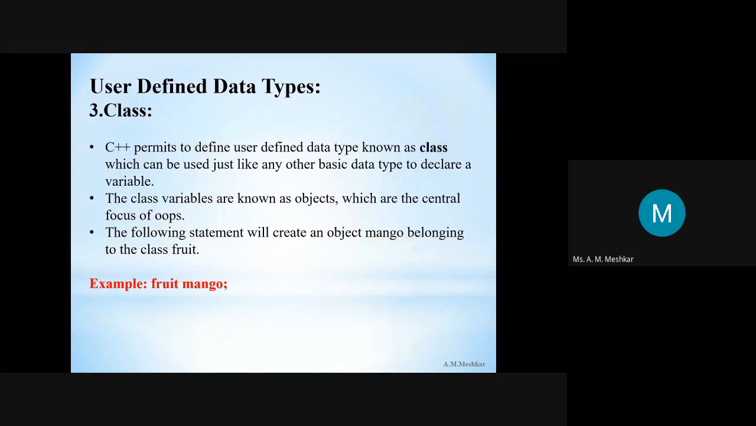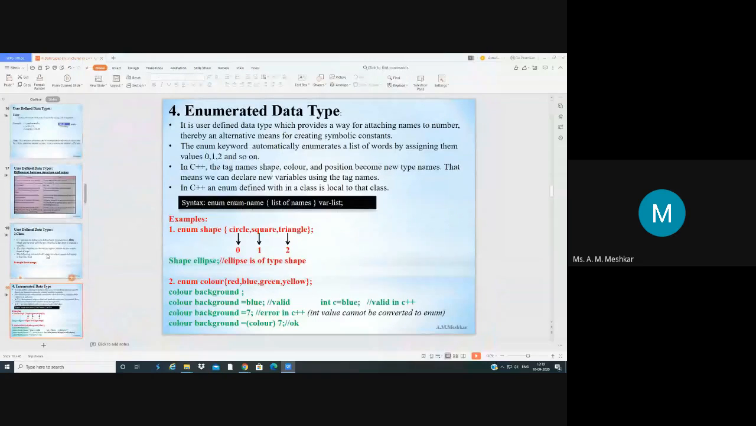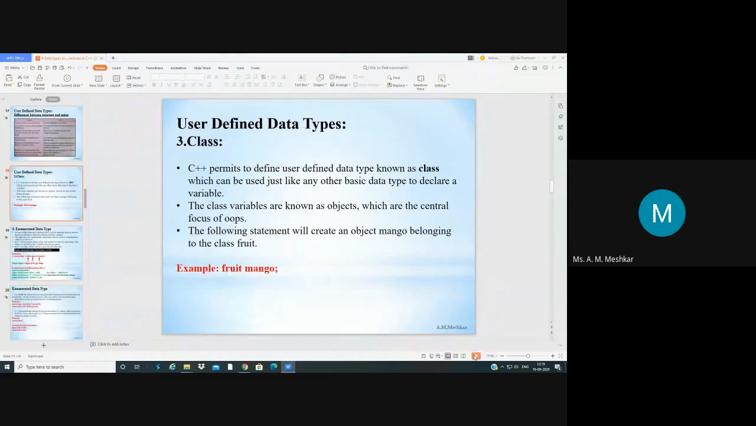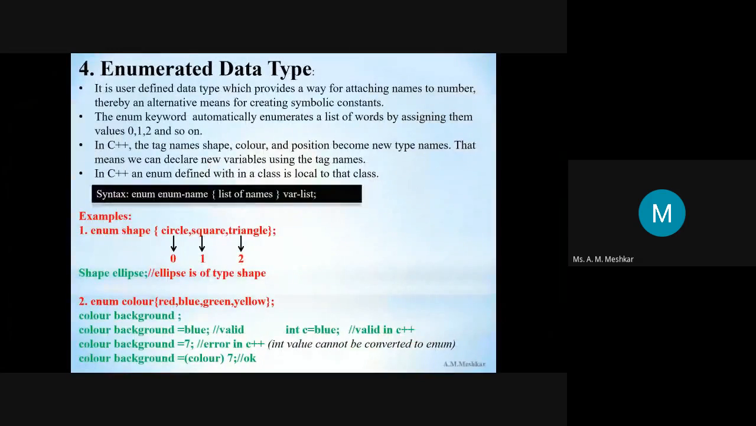After structure and union, the third user-defined data type is class, which we have already learned in much detail in the second lecture. Next, we learned the fourth user-defined data type, enumerated.